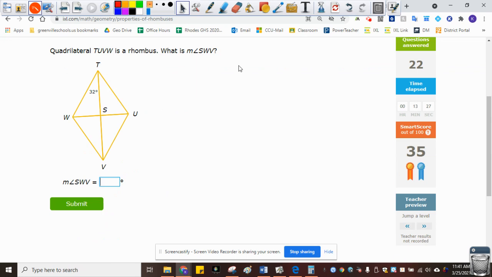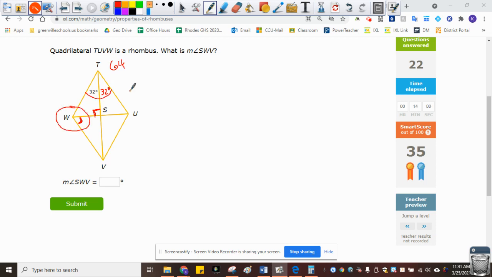There is a rhombus. Find the measure of SWV. This one over here. Okay, so if this is 32, the diagonal cuts it exactly in half, so that's 32. Here's your 90-degree angle. I'm sure I'm going to do this the long way, but these angles are supplementary to each other. So T is 64 altogether.